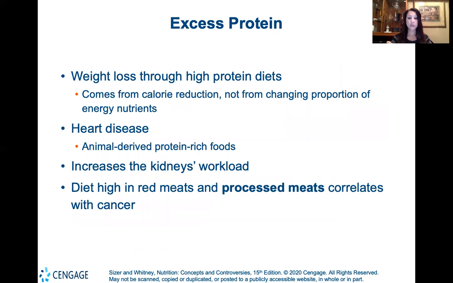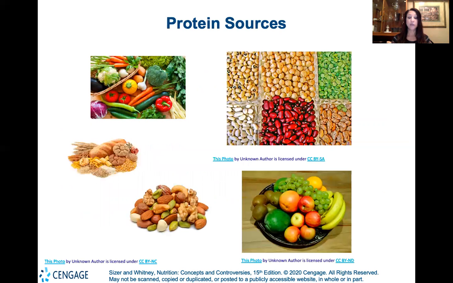Getting too much protein from animal-based foods can increase the risk of cardiovascular disease because of the saturated fats. It is important to get protein from a variety of foods. Protein sources could include vegetables, grains, nuts and seeds, legumes, and there's even a little bit in fruits.